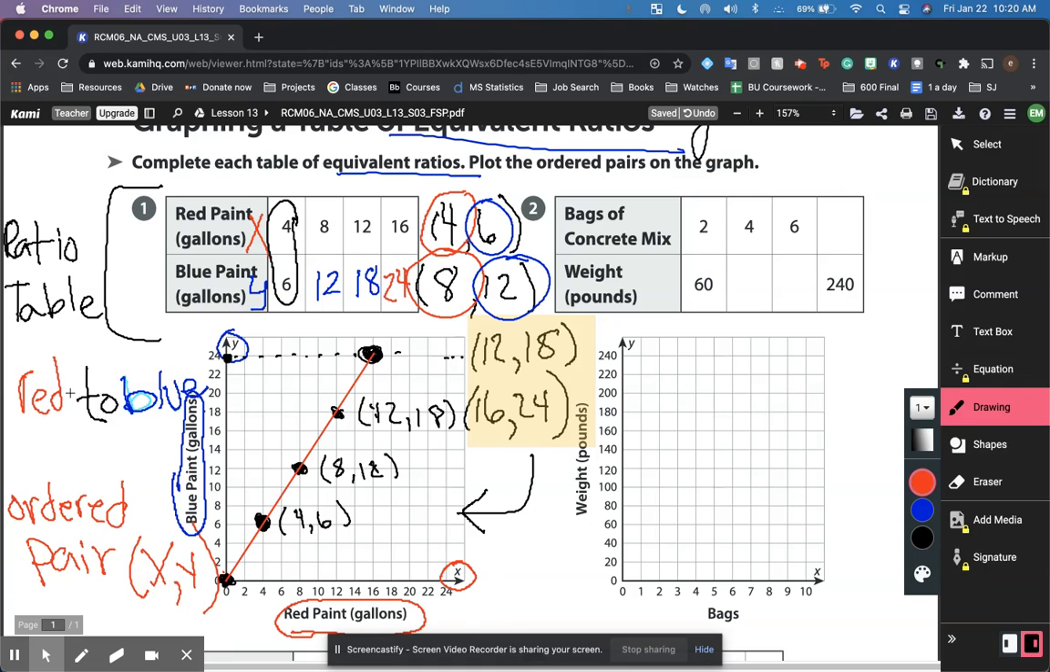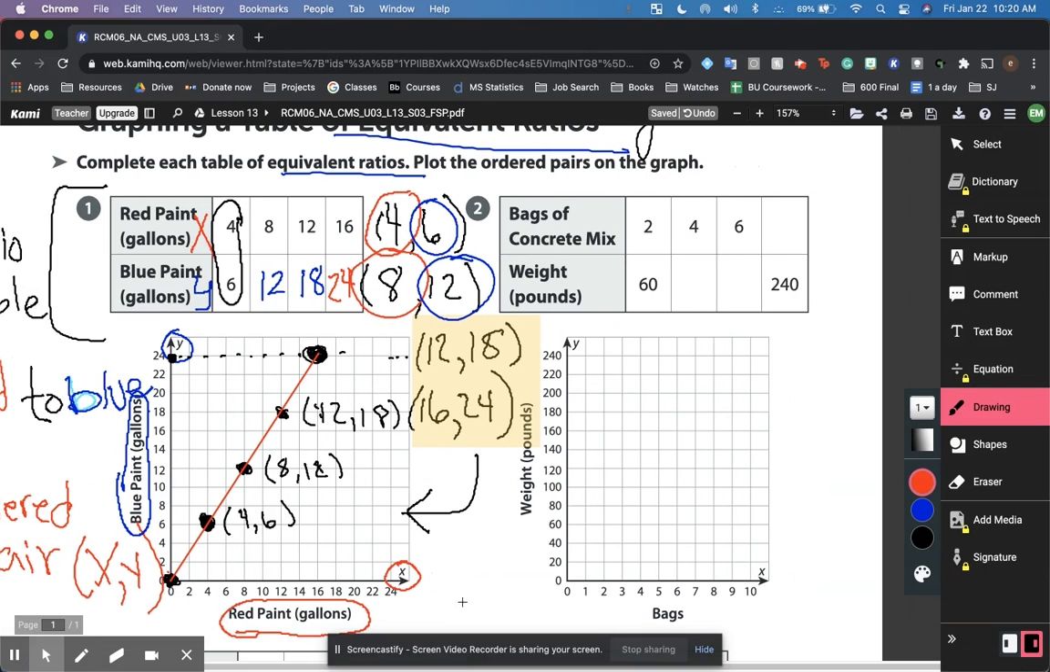So that's number 1. I'm going to go ahead and give some answers for number 2, and then I'll provide the answers for number 3 and 4, but I'm not going to walk through them. I'd like you to try those on your own. So here I have 2 bags of concrete mix, weighs 60 pounds. That means 4 bags, I'm doubling the number of bags I have, which means I'm doubling the weight. 4 bags of concrete mix will weigh 120 pounds.